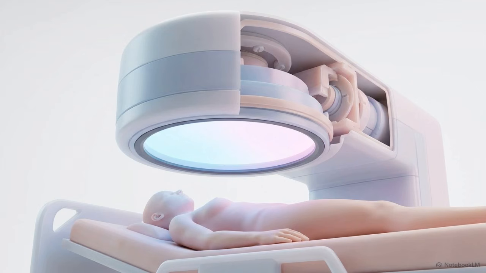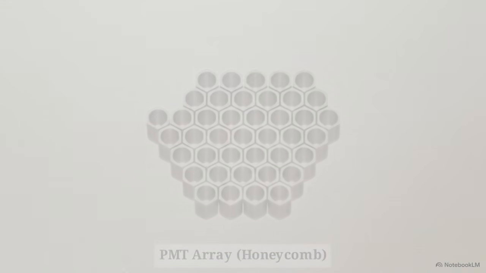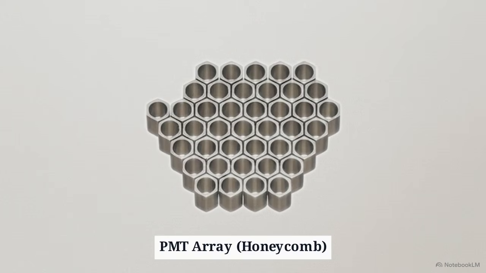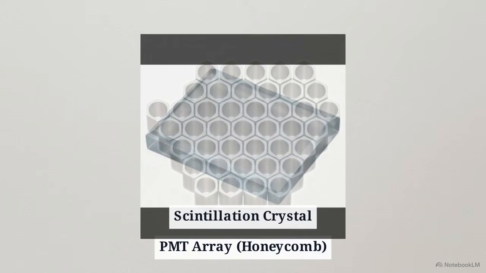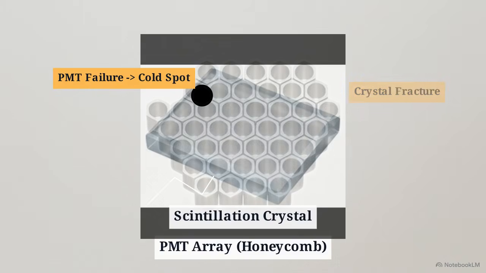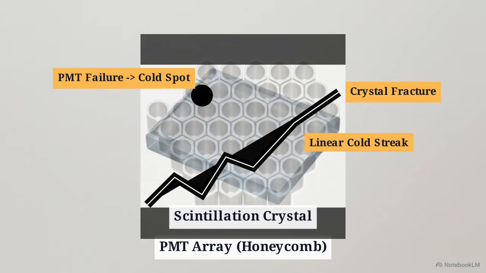We now move to the third node, the moment the surviving photons finally reach the detection hardware. This schematic of a gamma camera utilizes a delicate scintillation crystal, a flat, translucent plane backed by a honeycomb array of PMTs. If a single PMT fails, the system stops registering counts there. The result is a perfectly circular dark spot on the final matrix. The scintillation crystal itself is highly sensitive. Thermal or mechanical shock can cause it to fracture, which projects as a stark, linear cold streak across the image.